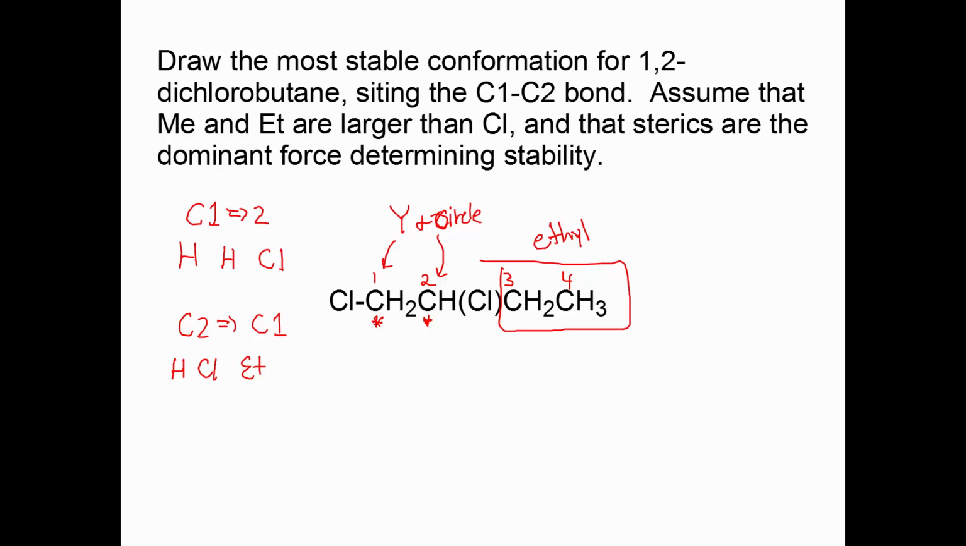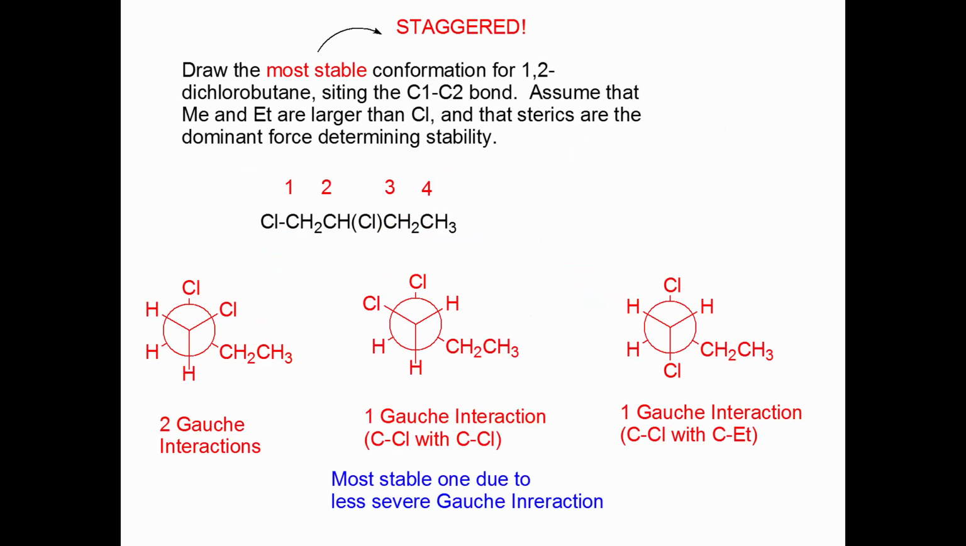All right, so let's look at the Newman projections that we're going to look at. First, we've been told to draw the most stable one, so we need only consider staggered forms. We know that it could never be eclipsed. Okay, that would be much higher in energy.